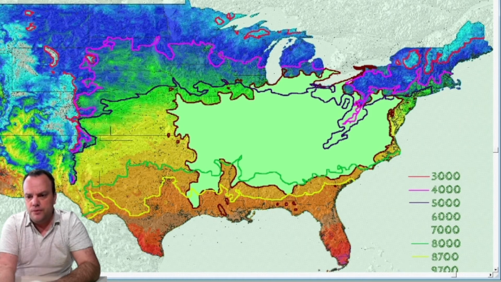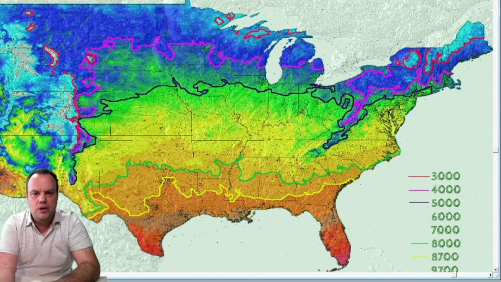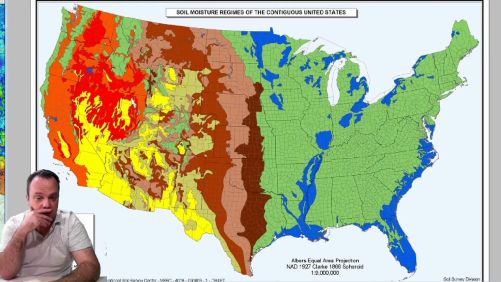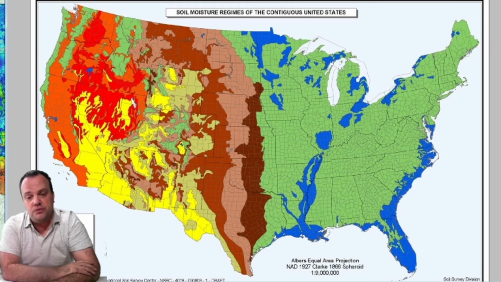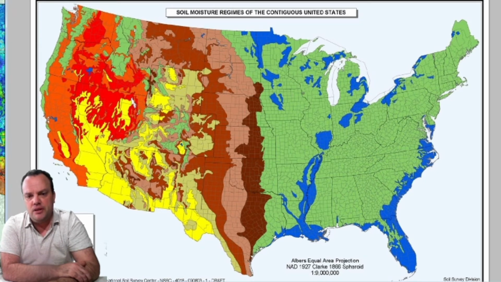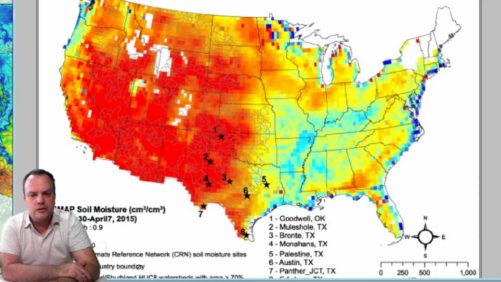So if I remove the pawpaw range for a minute, take note of this line, state line that runs down here. This is a simplified version of the soil moisture regimes, but here's your state line. The pawpaw range runs right in here, which doesn't explain why it's out right here.